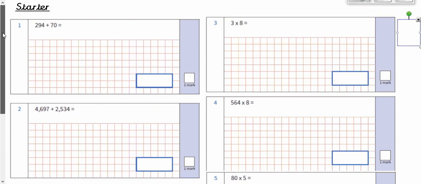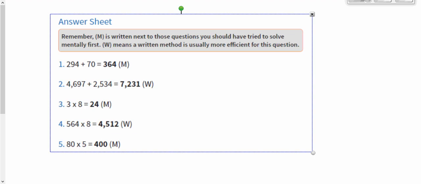Okay, once you've done that, we're going to move on to the answers, so definitely get it paused again, and here we go on to our answers. So the answers for number 1, the M means it should have been had to go out mentally, so 294 add 70. Hopefully you saw that 294 is close to 300, so you added 6 and then took 6 in your head away from 70, and now you've got 64 left. So add the 6 to make 300, add the 64, 364.